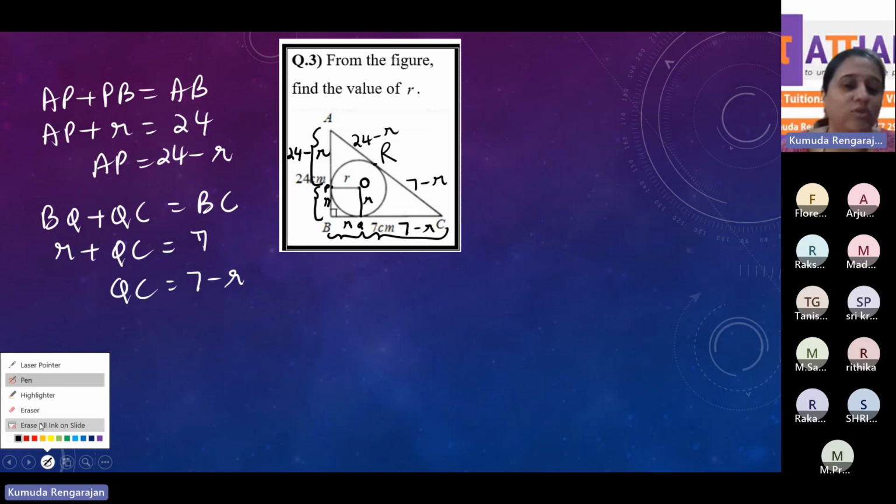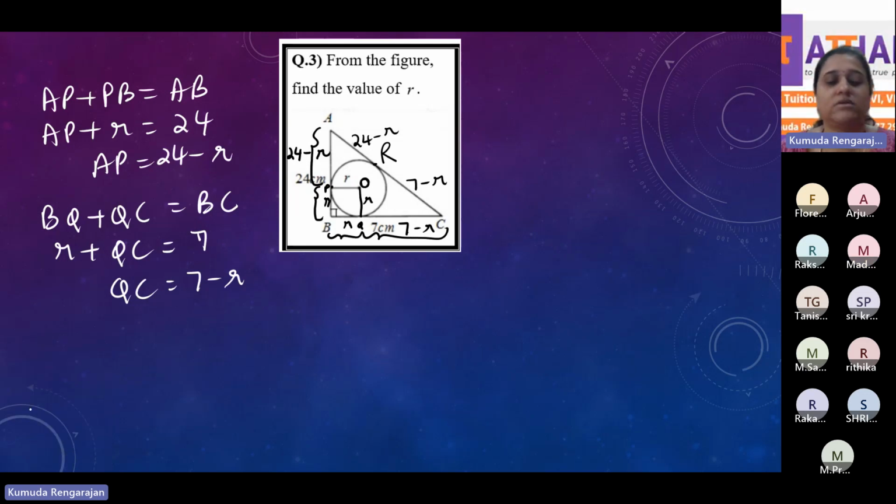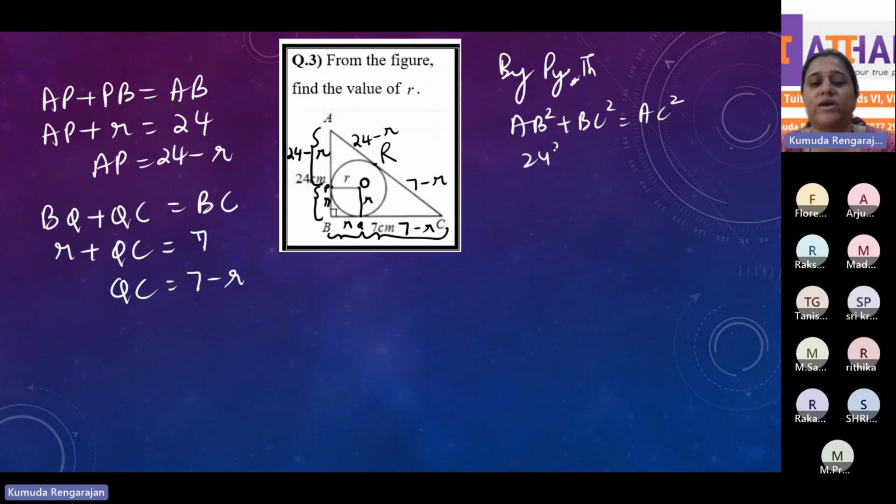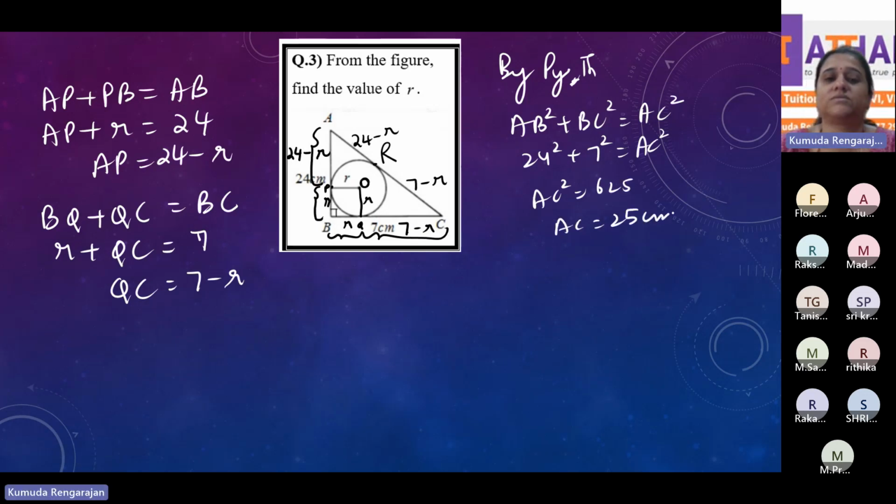But what is the actual length of AC by Pythagoras theorem? 25. 25 centimeters, because AB squared plus BC squared is equal to AC squared. So 24 squared plus 7 squared is equal to AC squared. So AC squared is equal to 576 plus 49, 625. Square root of 625, so AC is 25 centimeters.